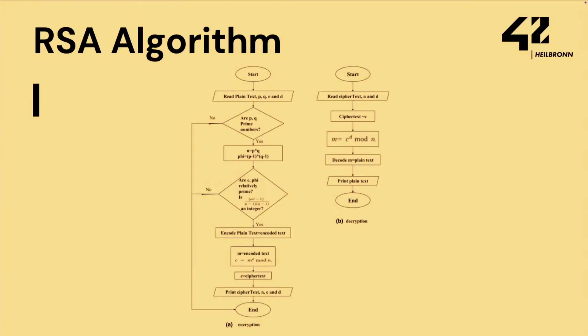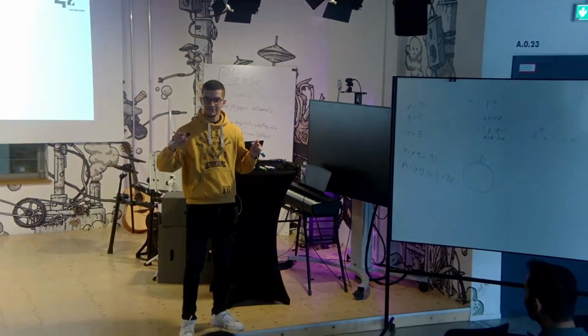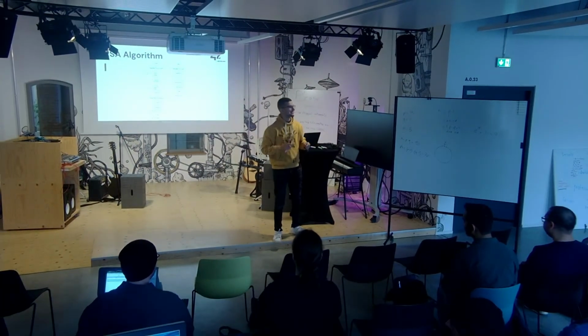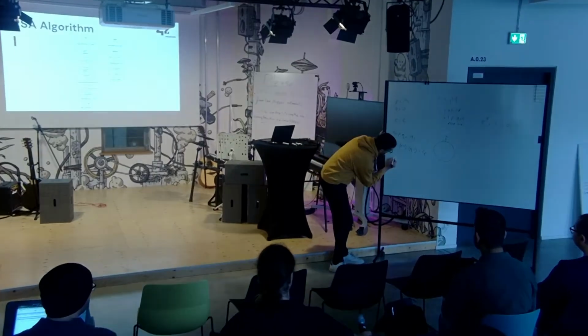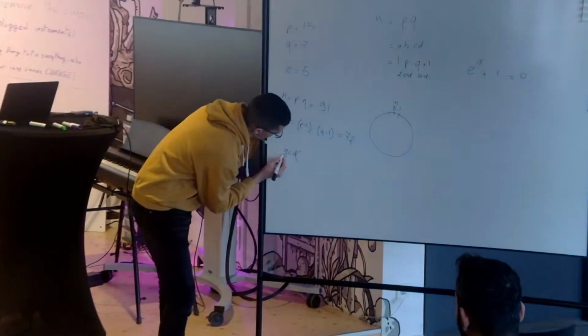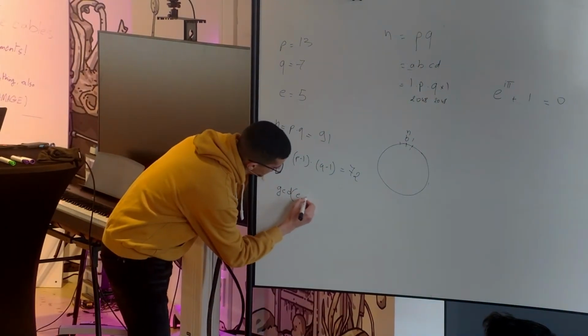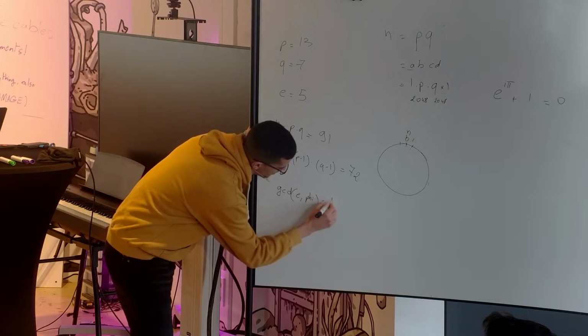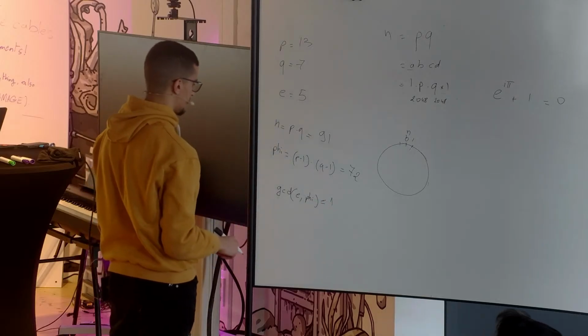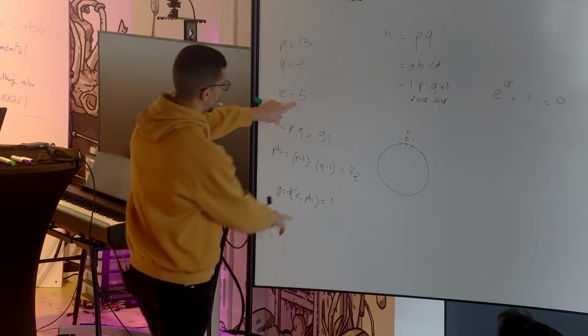Now let's continue. We are literally doing exactly what is in the algorithm. Now E and phi come in with this coprime thing. Are E and phi relatively prime? What is relatively prime, or coprime? What did I say before? What does coprime mean? Yes, the only common factor is 1. So we have to check if the GCD, the greatest common divisor, between E and phi is basically 1. Let's check. E is 5, and phi is 72.